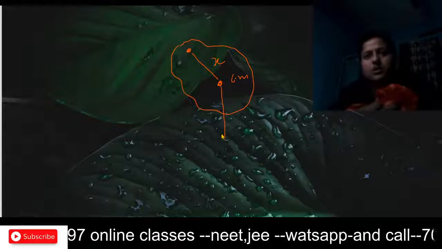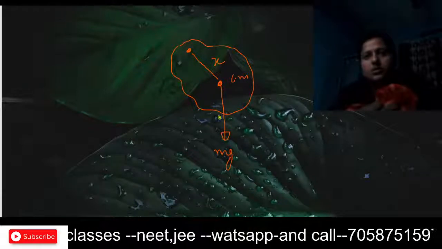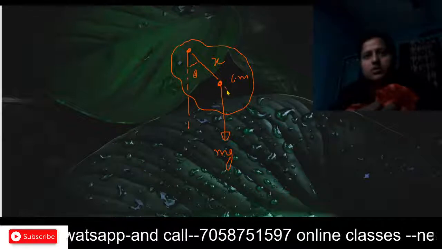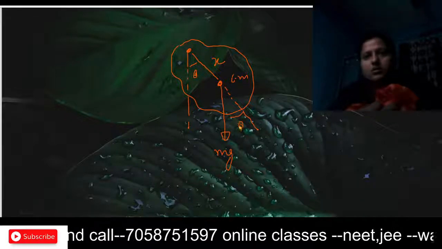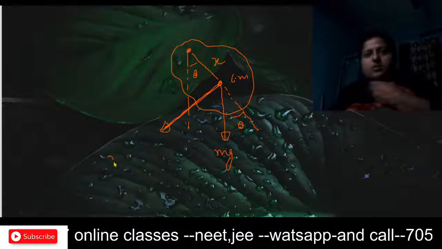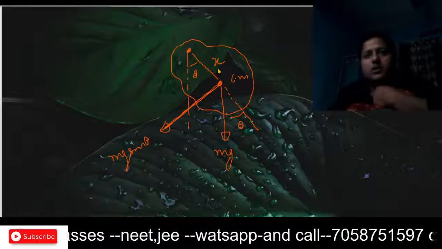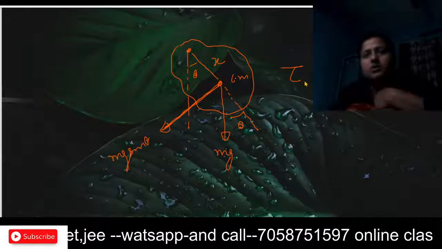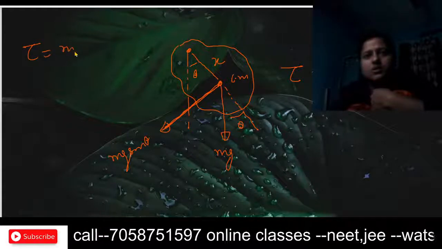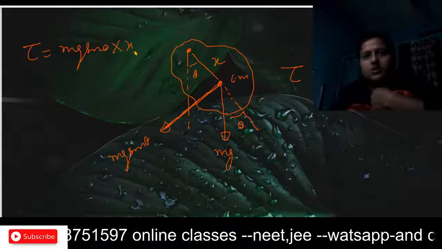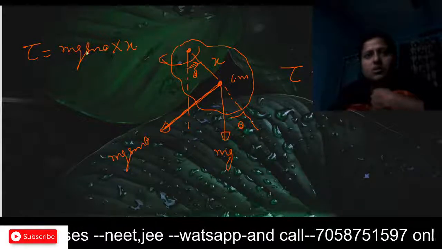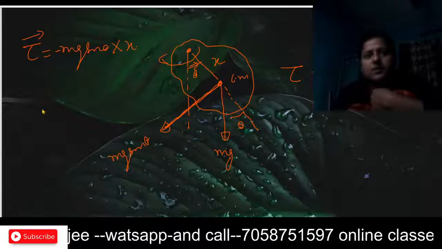So mg acts downward. And if this angle is theta, this angle is also theta. So a torque will develop on the system: mg sin theta, and this distance is x. So the torque acting on the body is mg sin theta into x. But theta is anti-clockwise and torque is clockwise, so a negative sign generates.